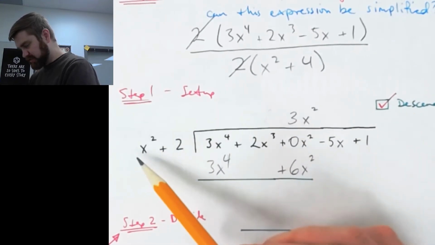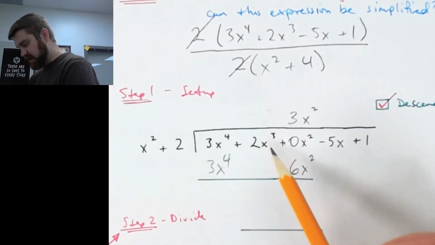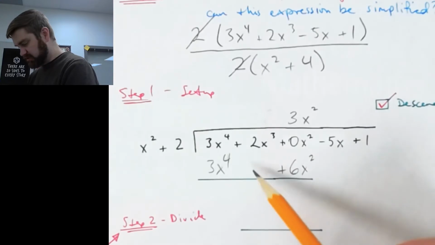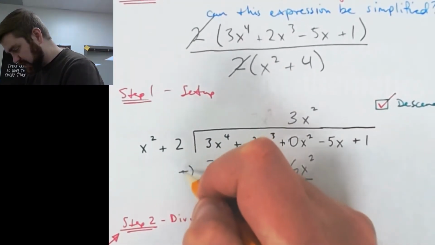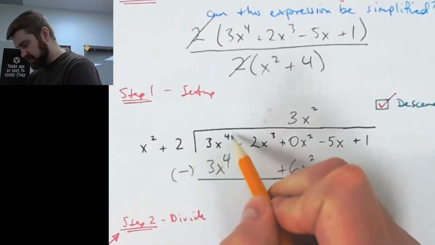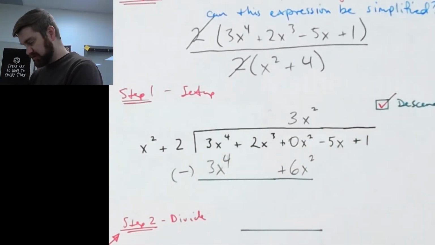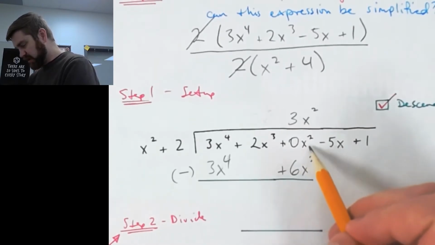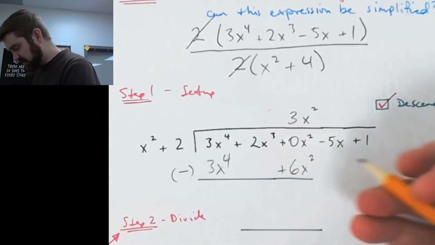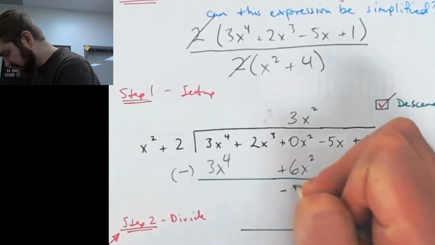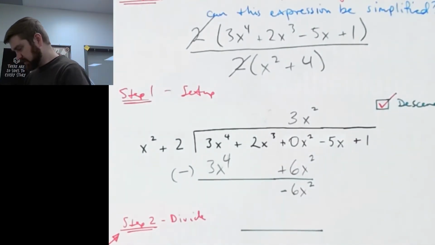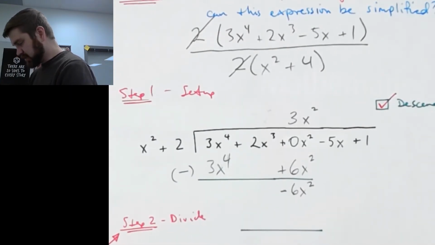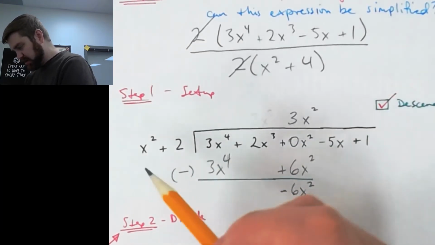Okay, and notice how I left a gap here. There is no way in this instance to get any kind of x cubed, so there's no reason to write anything here. Okay, I'm going to subtract, and so 3x to the power of 4 minus 3x to the power of 4 gives me 0. 0x squared minus 6x squared gives me negative 6x squared. All right, I'm going to go to my next step now and do the same thing.